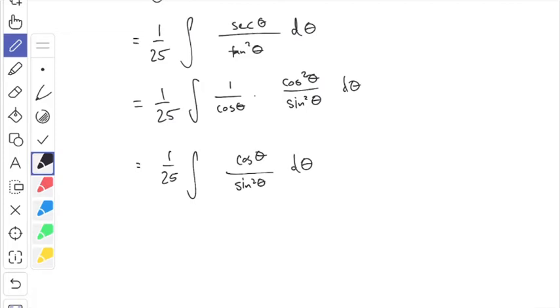All right. Any thoughts so far? We're not quite done, but we're getting there. Anybody got an idea? How can we actually do this integral, cosine theta over sine squared theta?